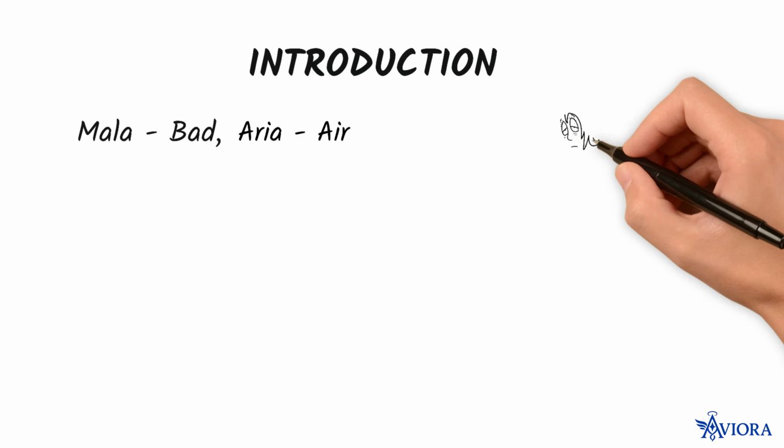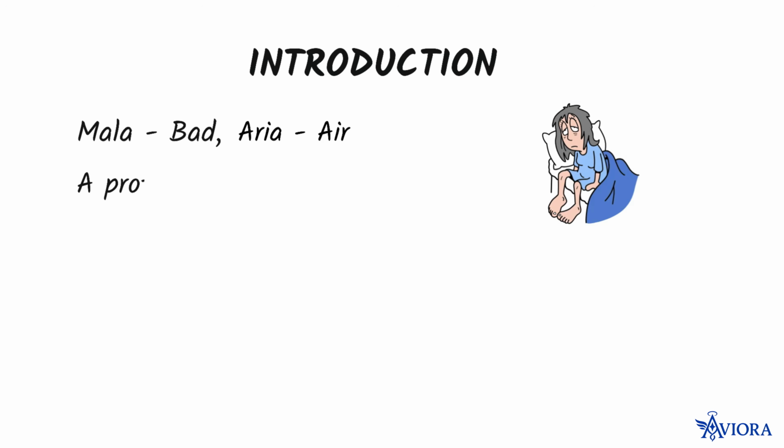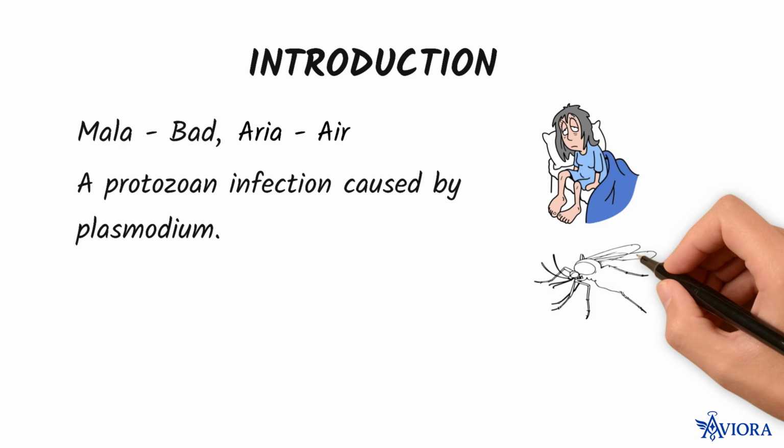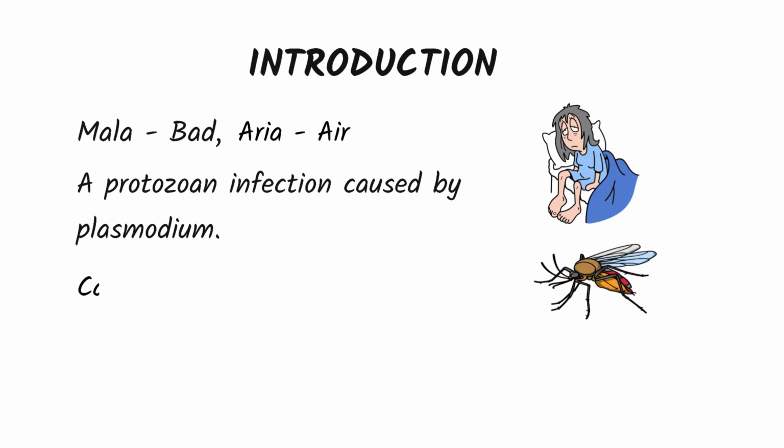Introduction. Malaria is derived from two words, mala, meaning bad, and aria, meaning air. It is a protozoan infection caused by a parasite called Plasmodium. These organisms are carried specifically by the female Anopheles mosquito.